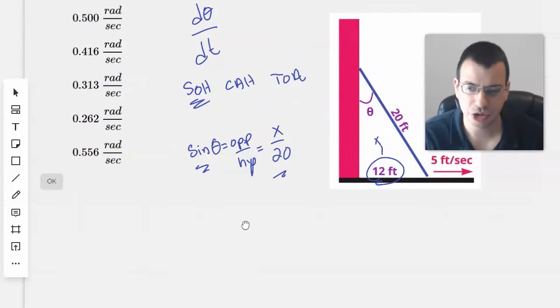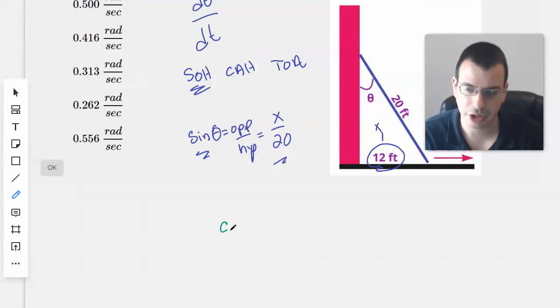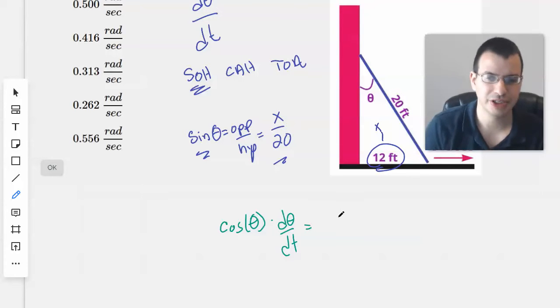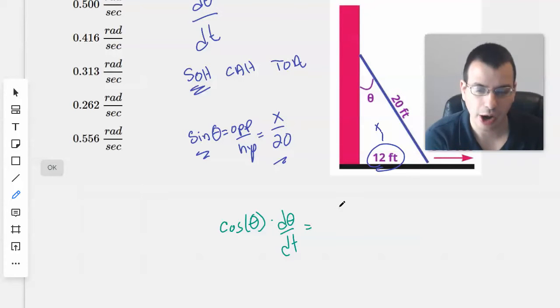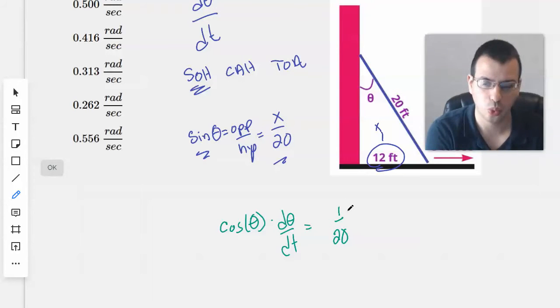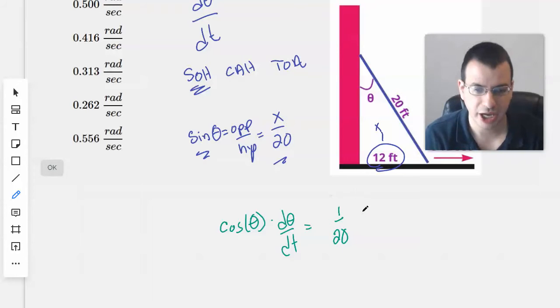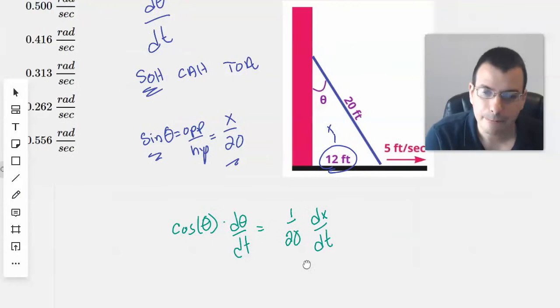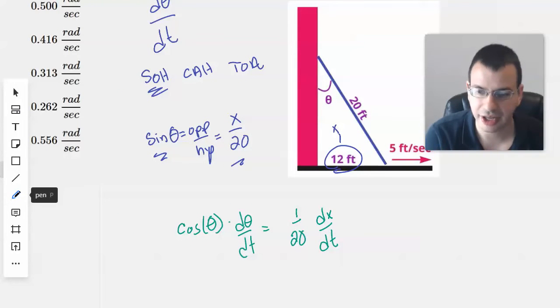So taking the derivative of sine of theta with respect to time, we get cosine of theta, and then we do the chain rule, d theta dt, equals 1 over 20, times the derivative of x with respect to time. And we can think of that in terms of the chain rule. And then from here, we'll plug in the data that we know.